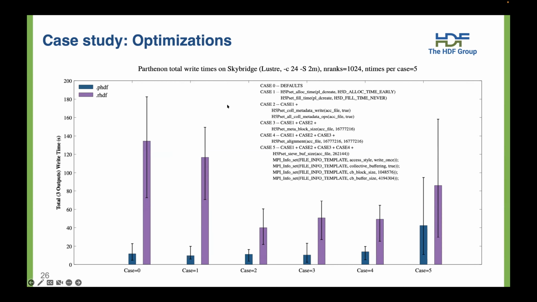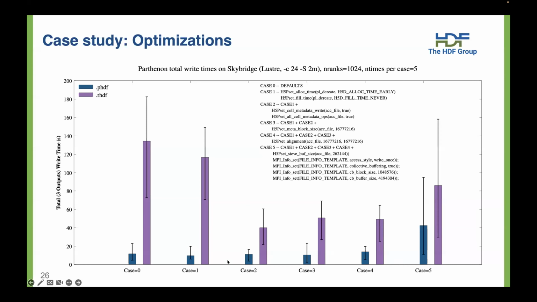Here we did the same thing. We first ran with the defaults that they use in their application, and you can see the effect of that. Then you have the set allocation time and the fill time, which brought down the time a little bit. The big change, though, was the collective metadata and collective metadata operations, which really had an impact, especially on the larger file, which is the R file. Then setting the metadata block size actually hurt the performance a little bit. The set alignment didn't have much effect, but then tuning the MPI info, which they had hard coded in the code itself, really hurt performance.